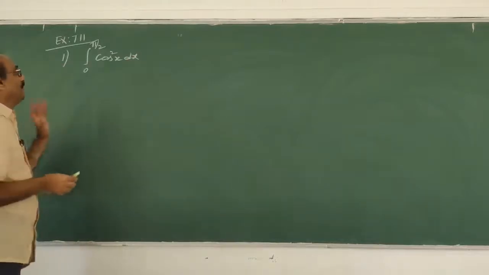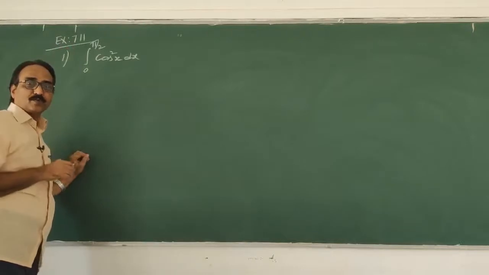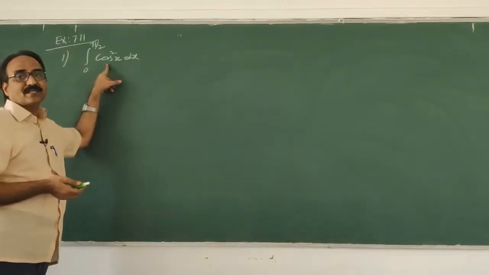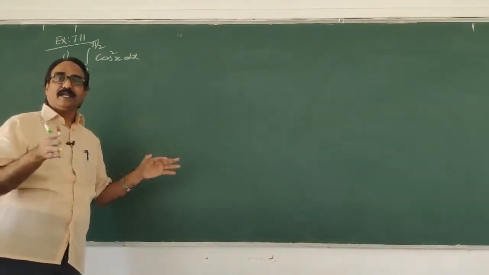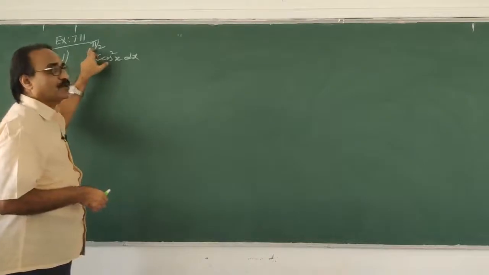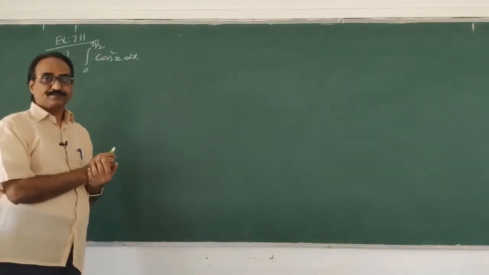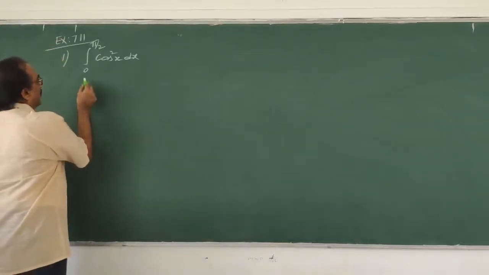Whenever a problem is given, generally, if you don't know properties, how we will do it: cos square x can be written as (1 plus cos 2x) by 2, separate and integrate it, and put the limits 0 to pi by 2, and you will get the answer. A little bit extra process. Now I will explain how to do this problem using properties.